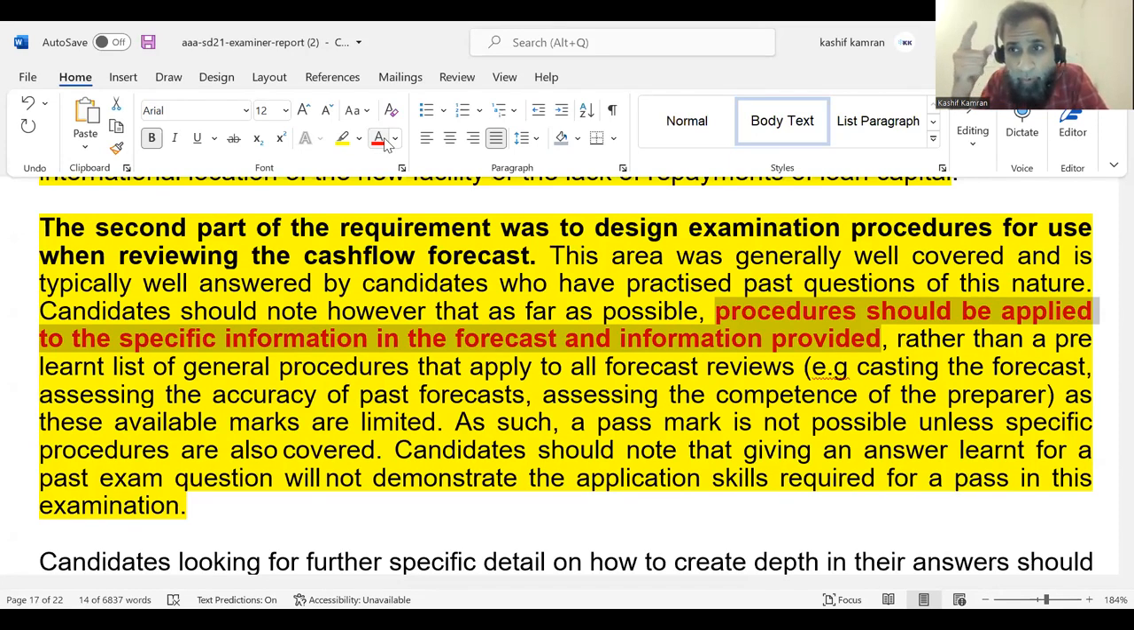Now understand my mnemonic. What is the first letter of my mnemonic? C. Case specific. The first letter of my mnemonic is not R, rote learning.